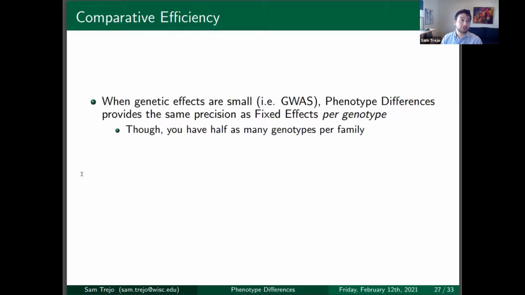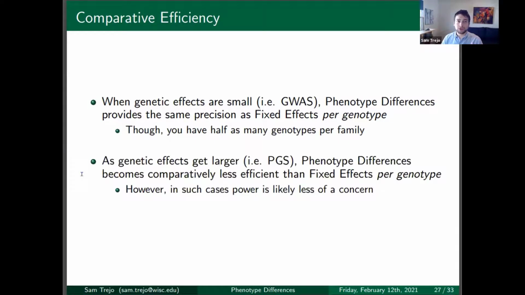In particular, when genetic effects are small, so this is the GWAS context, phenotype differences provides the same precision as fixed effects per genotype, though mechanically you have half as many genotypes per family. So you're going to get less power for each family in your data, but you're probably going to be able to put many more families in your data. Because if we had surveyed UKB people on their siblings' educational attainment, we'd have 500,000 rather than just the 30-ish thousand that we have now.